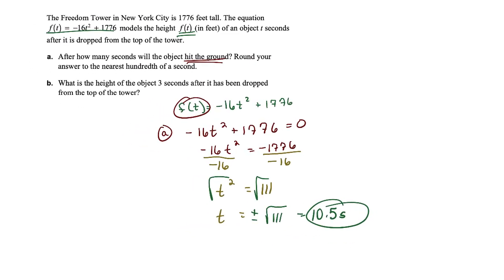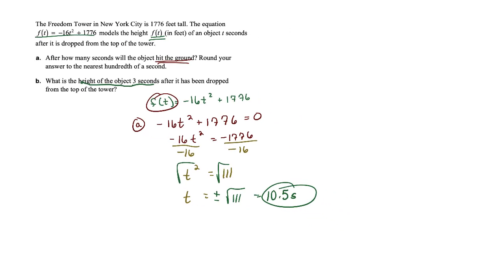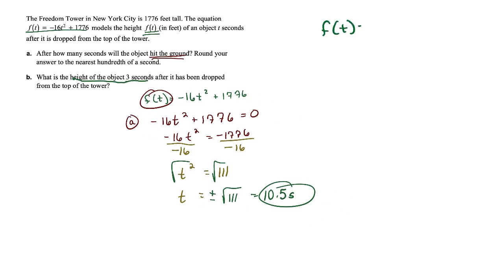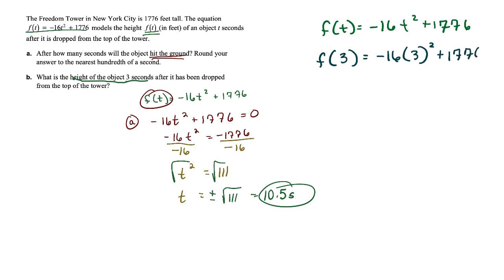Question B then is asking the same thing, except how high will it be after 3 seconds? And so if f of t tells us your height, and they're saying, hey, what if t is 3? It's really just asking what's the f of 3, which means we just substitute in. Let's see, that's negative 16 times a 9. You got to square before you multiply there. And then I'm going to get out my calculator. 16 times 9 is 144, so that's negative 144.